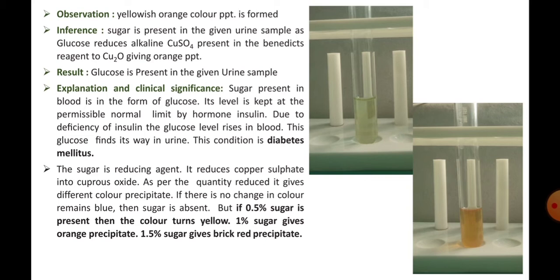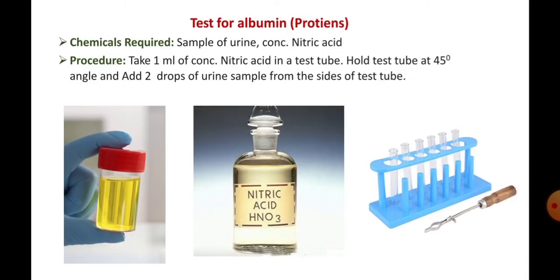So in the test that we performed, we obtained orange precipitate that you can see in the second picture. That means there was 1% of sugar present in the urine sample that was provided. So students, after this, let us move to the third test, that is test for proteins. The chemicals that we require over here are urine sample and concentrated nitric acid. Let us see the procedure.